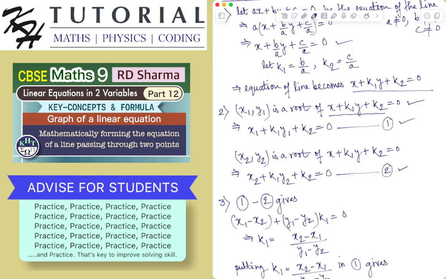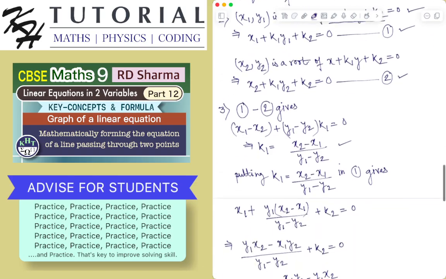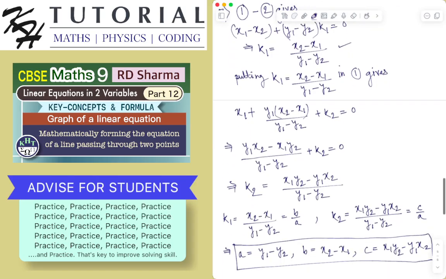That is, if I subtract equation 2 from equation 1, I will get k1 as (x2 minus x1) divided by (y1 minus y2). Then putting this value of k1 in equation 1, I will get the value of k2. So in this way I will get k1 and k2, where k1 is x2 minus x1. Now, obviously, these are not formulas that you will remember.